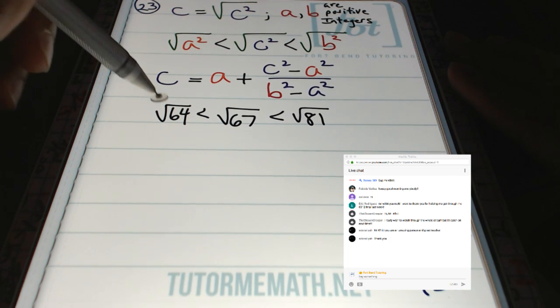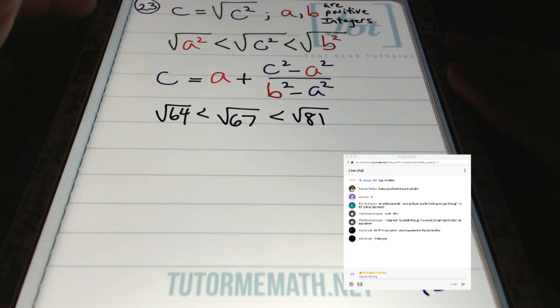For instance, we know that the square root of 64 is 8, right? We know that the square root of 81 is 9. However, we may not know exactly what the square root of 67 is. Well, that's why I have this formula above here that will help me generate the approximation to the nearest tenth of the square root of 67 so that we can compare it with the other values that we're given already.